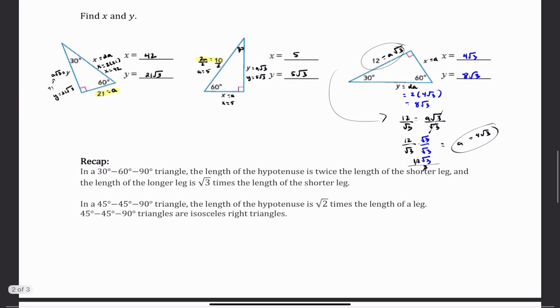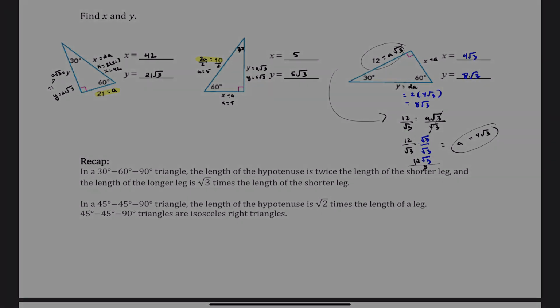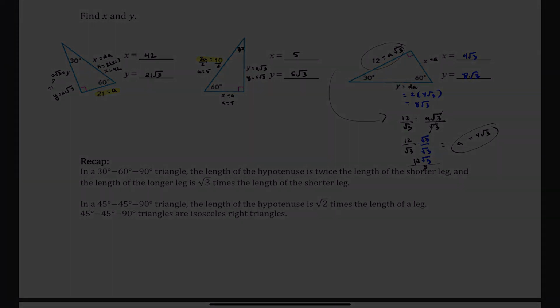So, recap. In a 30, 60, 90 triangle, the length of the hypotenuse is twice the length of the shorter leg, and the length of the longer leg is root 3 times the length of the shorter leg. In a 45, 45, 90 triangle, the length of the hypotenuse is root 2 times the length of the leg, and 45, 45, 90 triangles are isosceles right triangles, where the 30, 60, 90 triangles are scalene.